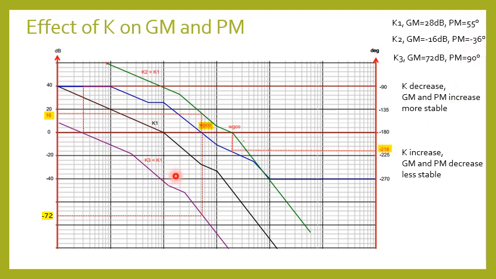And if you use another K value, K3, which is less than K1, then you will find that the gain margin will be 72 and the phase margin will be 90 degrees. So from here, we can see that as K decreases, GM and PM will increase, producing a more stable system, while if you increase the value of K, GM and PM will decrease, thus producing a less stable system.